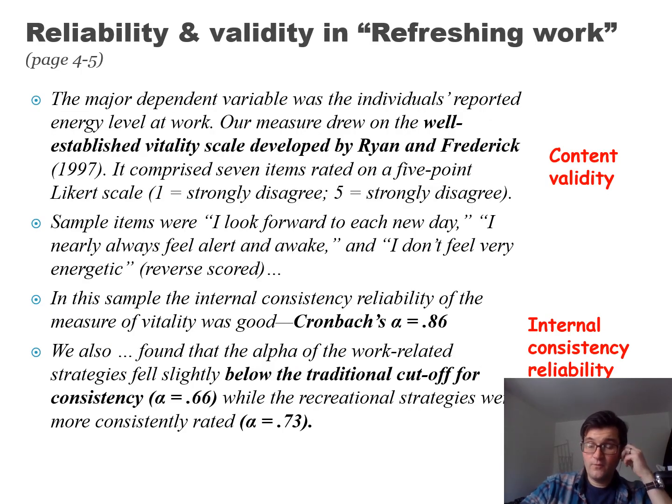So here we go. The way we establish this in this class, we'll go through this example from the refreshing work study. The major dependent variable was the individual's reported energy level at work. Our measure drew on the well-established vitality scale developed by Ryan and Frederick in 1997. It comprised 7 items rated on a 5-point Likert scale, 1 equals strongly disagree to 5 equals strongly agree. Oh, sorry, the 5 should be strongly agree.